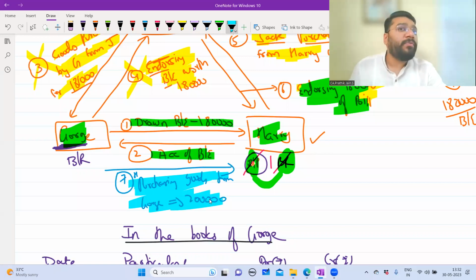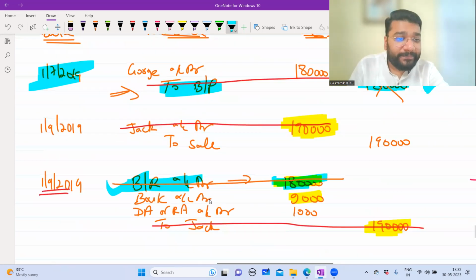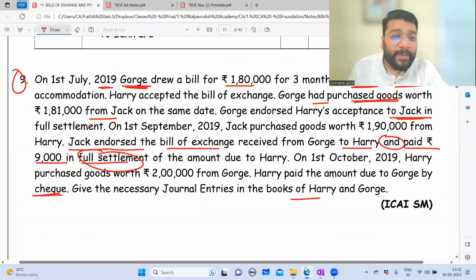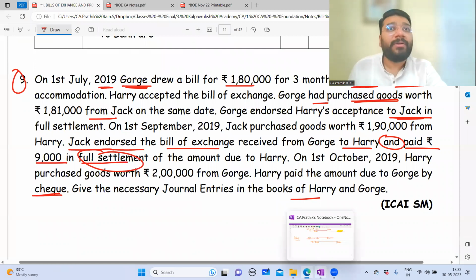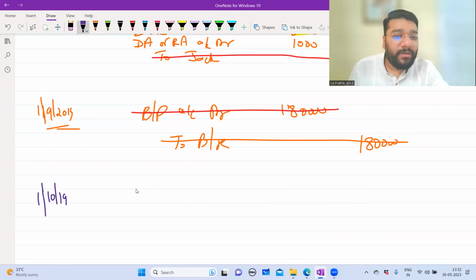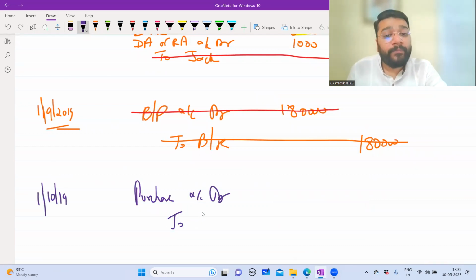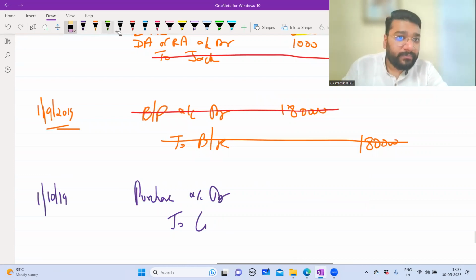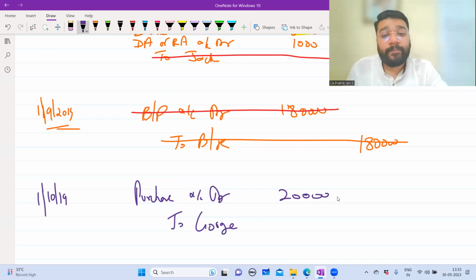Purchasing goods from Gorgi. Who's purchasing? Harry is purchasing. So what is Harry's purchasing entry? Purchase to Gorgi. What date is he purchasing? 1st October 2019. Purchase account debit. Debit to whom? Gorgi. How much? 2 lakh. Tell me one thing, people.